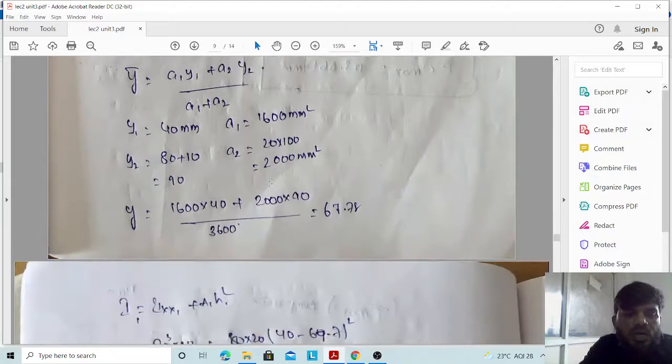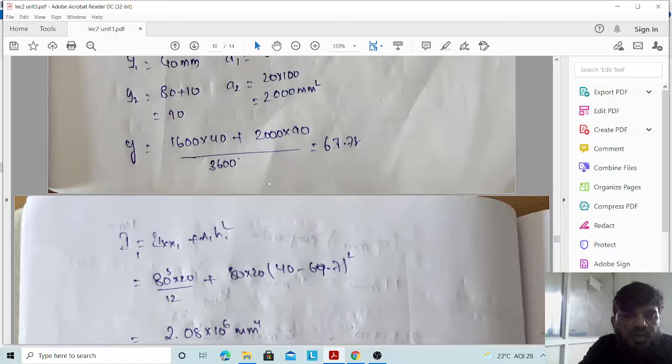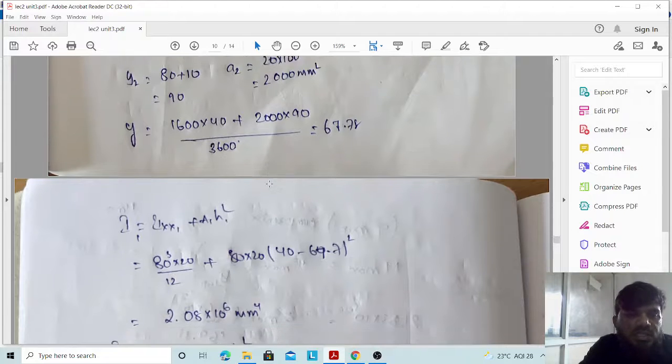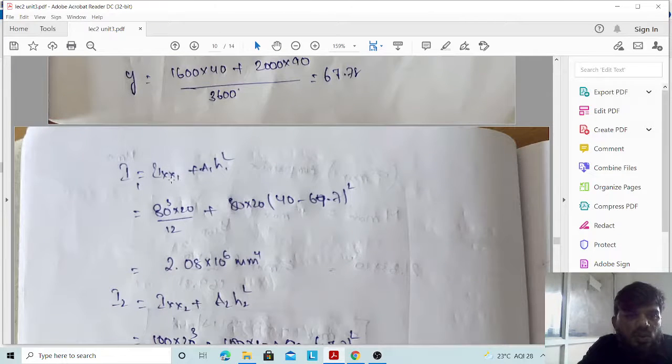Okay, so the top distance you can measure, and we can subtract it from the total distance. Now the CG moment of inertia I1 is equal to Ixx plus A H square, where for section 1 it is 80 cube into 20 divided by 12 plus 80 into 20 of (40 minus 67.8). What is this 40? 40 is nothing but the CG of the first section, that is y1 minus yc. Yc is nothing but the CG of the whole section, that is 67.78. We have taken that value.